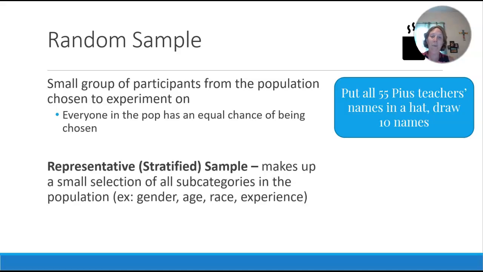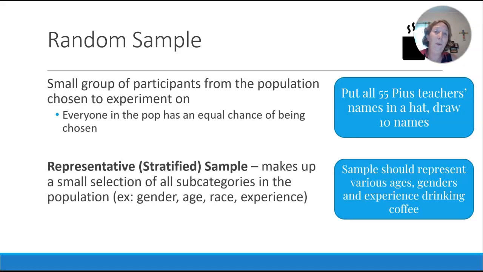Then I need to look at my sample and make sure that it represents the population as it pertains to my experiment. So what I'm saying is a representative, sometimes we use the word stratified sample, makes up a small selection of all subcategories in the population.